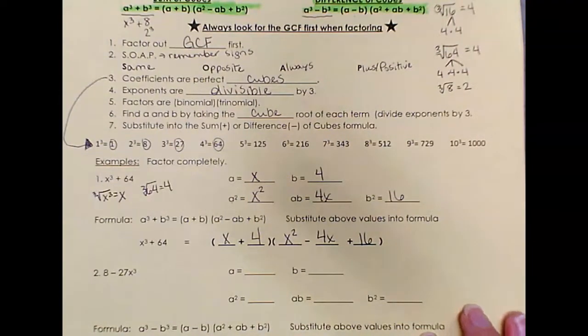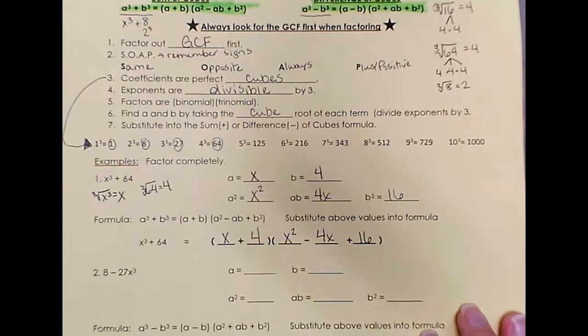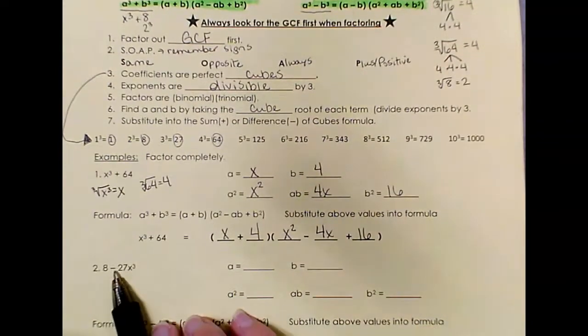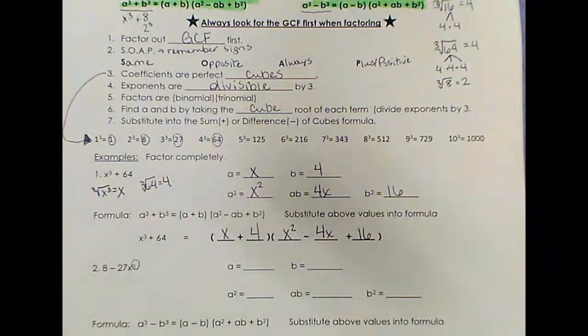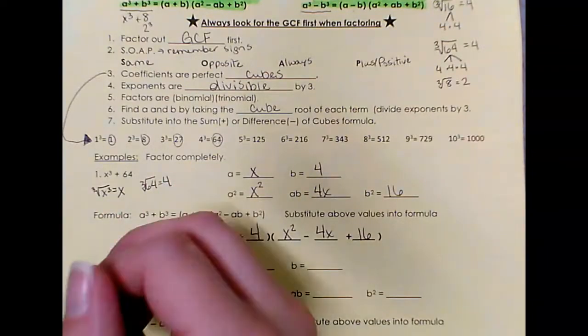And that's it. That's my factored form. So let's try number 2. Number 2, I notice, is a difference. It's a binomial, so it has the opportunity to be the difference of squares or the difference of cubes. But I notice that this is divisible by 3, so I'm going to go with the difference of cubes.